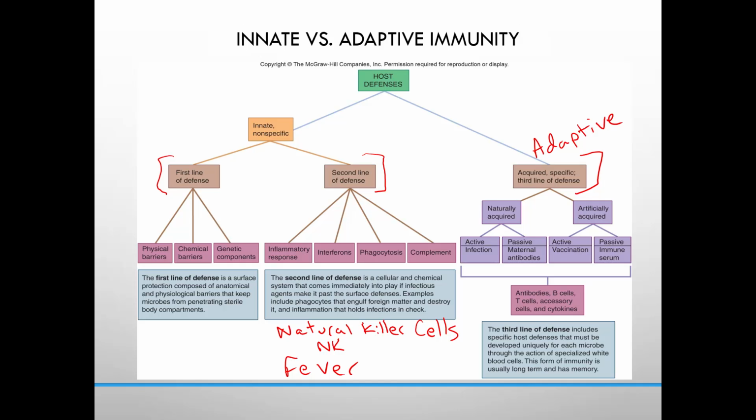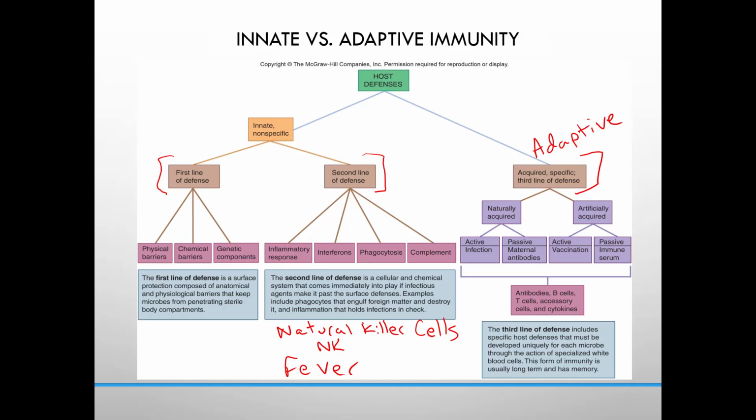In the third line of defense, you have B cells and T cells that have specific receptors. A B cell is going to have an antibody on the surface, and a T cell has a T cell receptor on its surface. And these B cells and T cells have specific receptors that will recognize the specific antigen on the surface of the pathogen that's causing the problem.